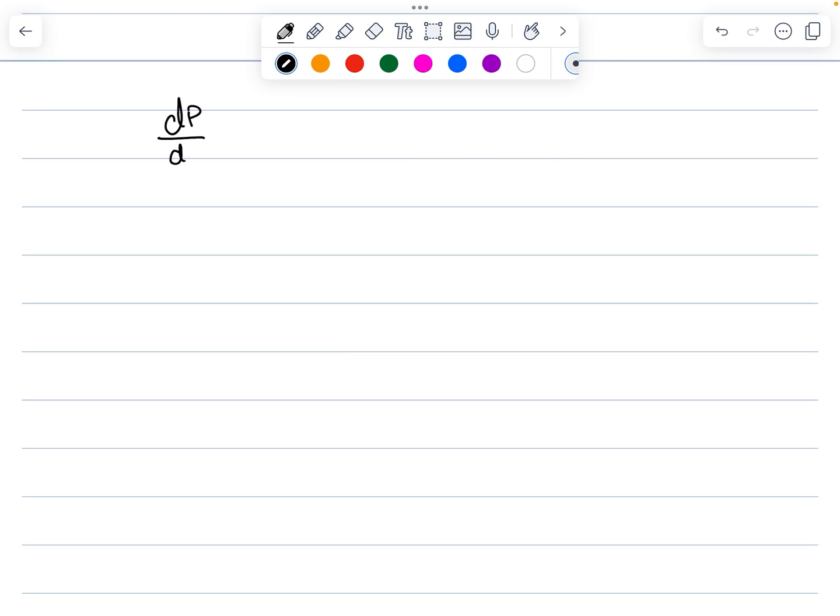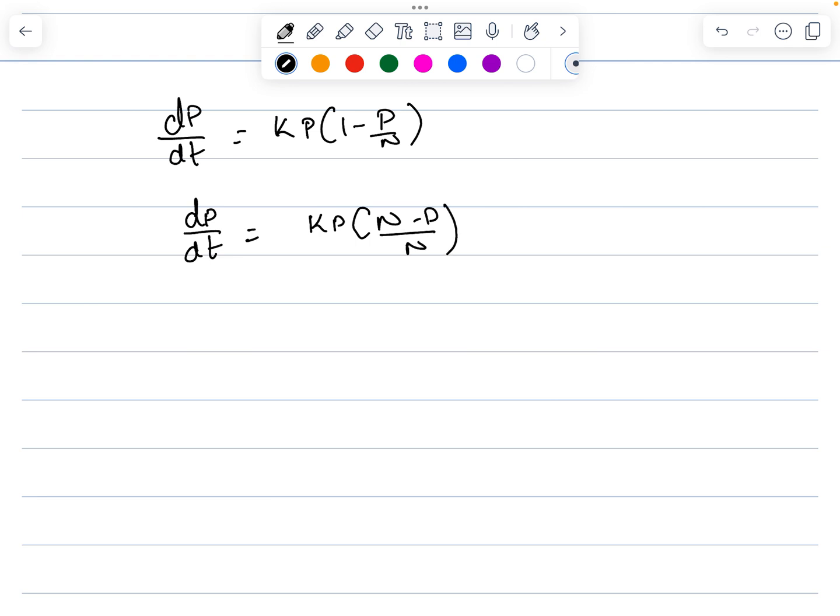dP/dt = kP(1 - P/N). We do the variable separation. Before that, dP/dt = kP(N - P)/N. So what am I going to get out of it? dP divided by P(N - P) equals k dt/N, and I bring that N over also. Then apply the integral on both sides.